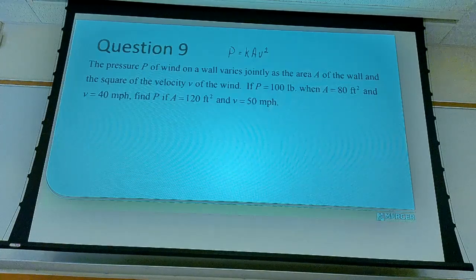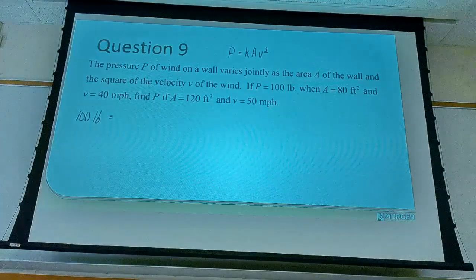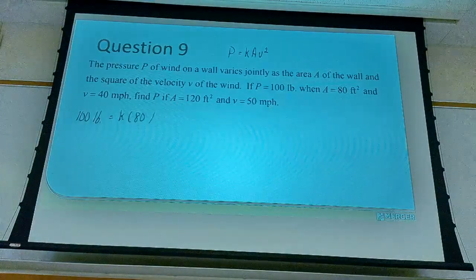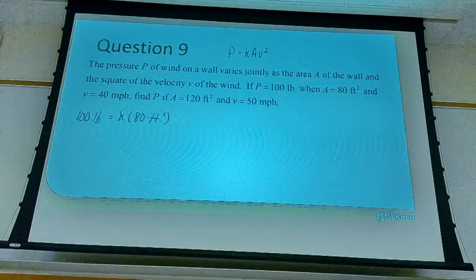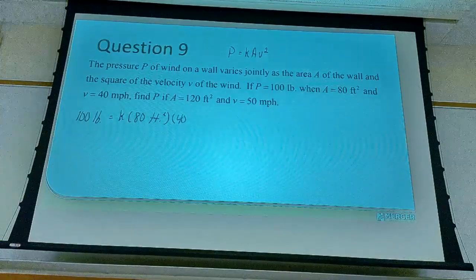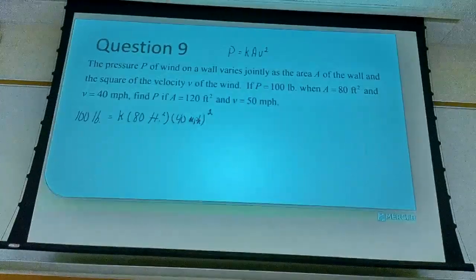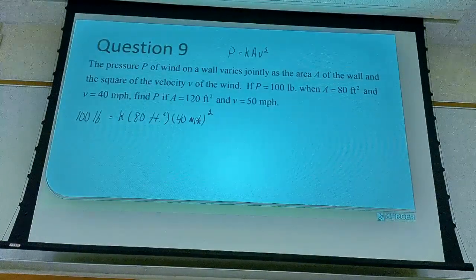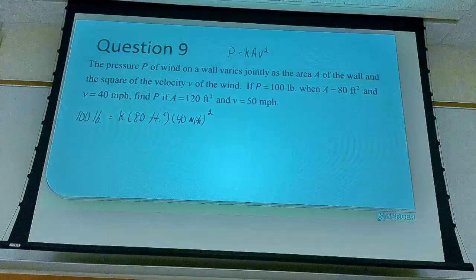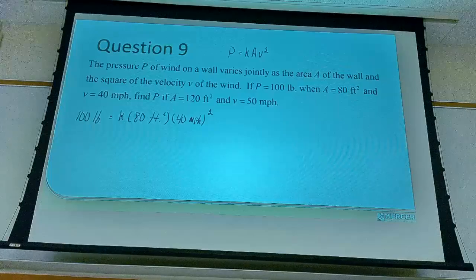We're told 100 pounds of pressure when surface area is 80 square feet and velocity is 40 miles per hour. So that's two typos from the source, because that shouldn't be velocity either, that should be speed.